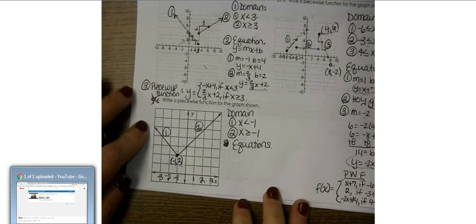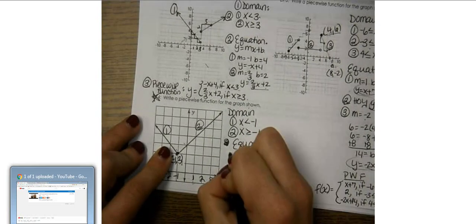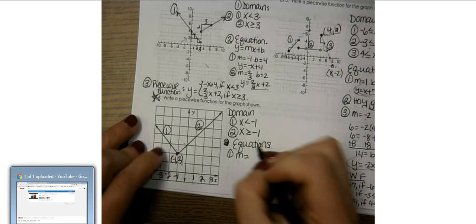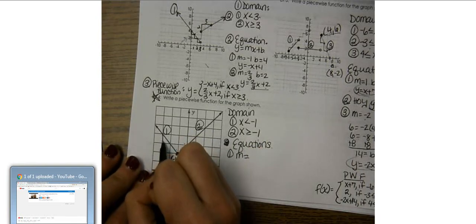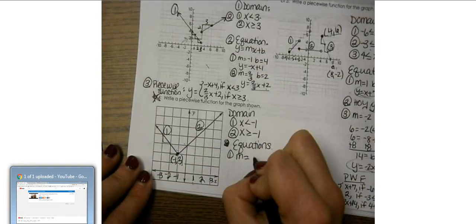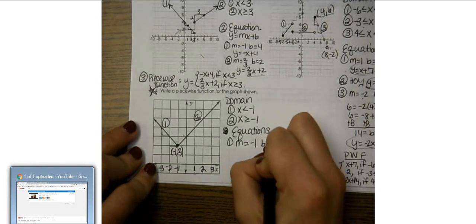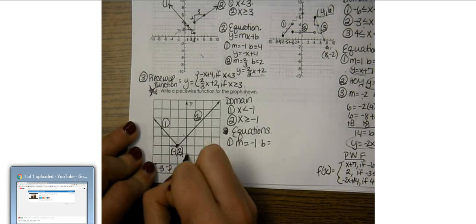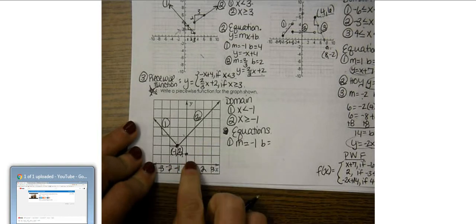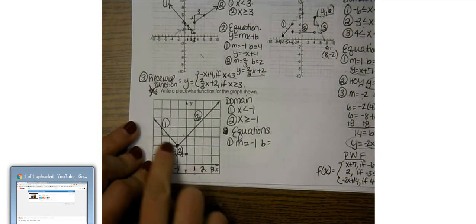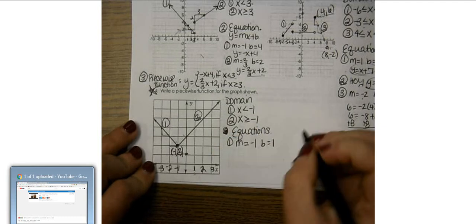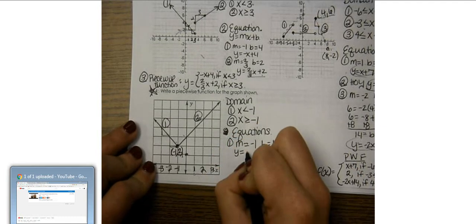So for my first equation, I need to identify what the slope is. So the slope appears to be going down 1 to the right 1, down 1 to the right 1. So -1 is my slope. My b value, well, let me just continue the slope, and it appears to be about right here as a part of this line. My b value would be located at 1. So my equation is going to be y equals -x plus 1.